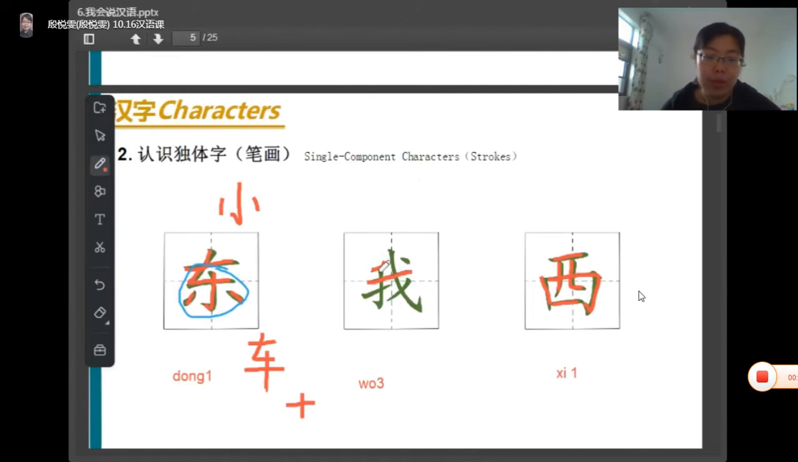Third stroke, 竖钩. Fourth, 提. Next one, 卧钩. This 卧钩 is very long. And then 撇.